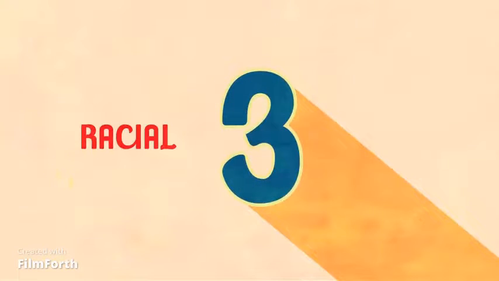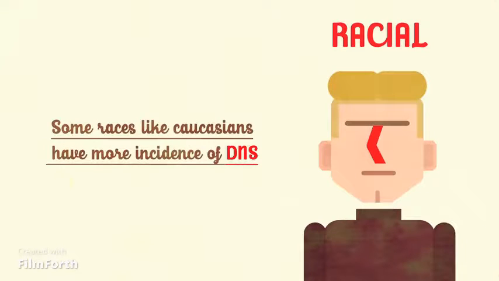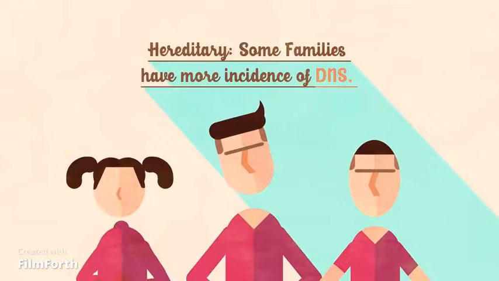Number 3 is racial. Some races, like Caucasians, have more incidence of DNS. Number 4 is hereditary. Some families have more incidence of DNS.